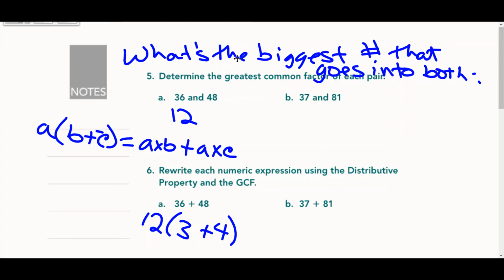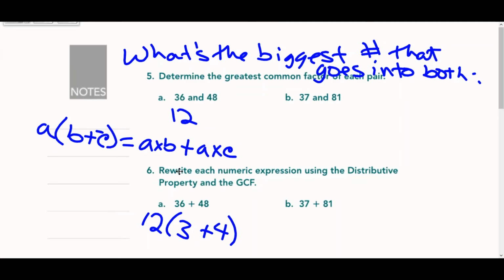So enter this new idea. What's the biggest number that goes into both? That's a new way of looking at greatest common factor. So 36 and 48. What's the biggest number that goes into 36 and 48? 2 works, right? Because you can divide 36 by 2, and you can divide 48 by 2. 4 would also work. 4 goes into 36 and 48. But that's not the biggest number that goes into both. 12 is the biggest number that divides into 36 evenly. There's the key there. It has to be evenly, whole numbers, and 12 goes into 48.